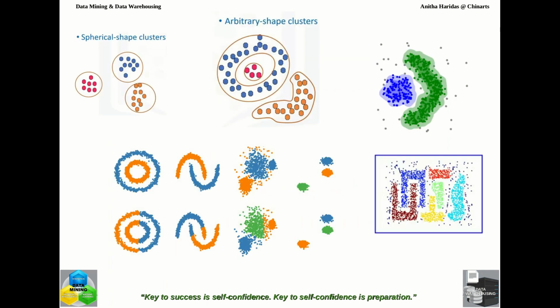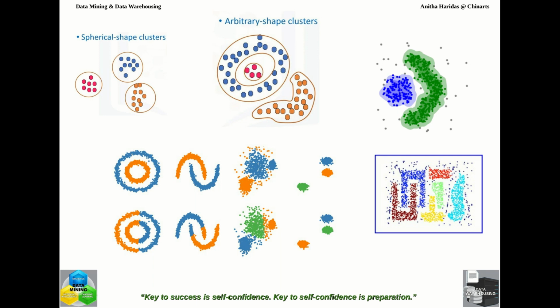For example, so far we were talking about spherical shape clusters which will look like this, but the density based clustering will help us to identify arbitrary shape clusters. So there is no proper shapes for this. So this is one cluster, this is another cluster, and this is another third cluster. Like that, this kind of arbitrary shape clusters can be identified using the density based clustering technique. So these are the examples of arbitrary shapes.